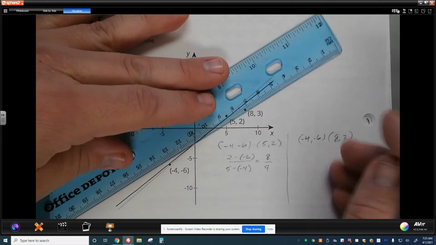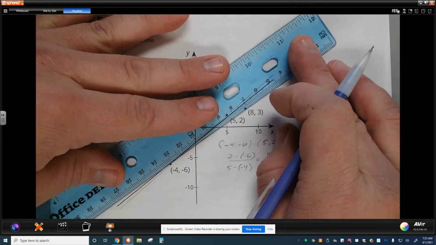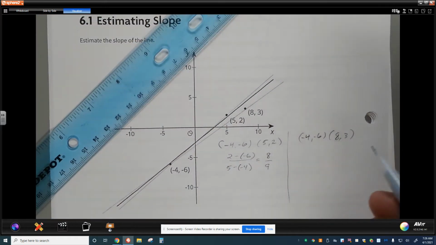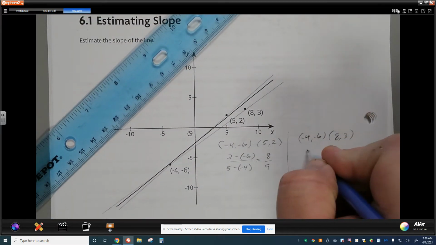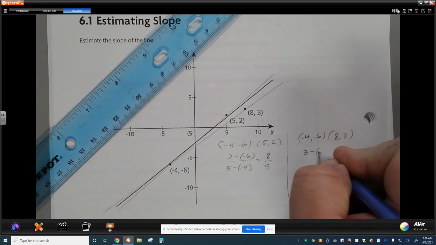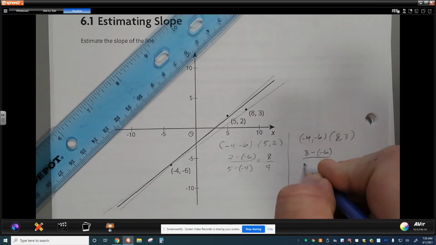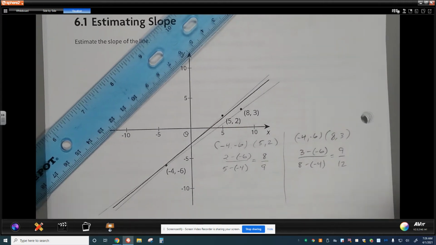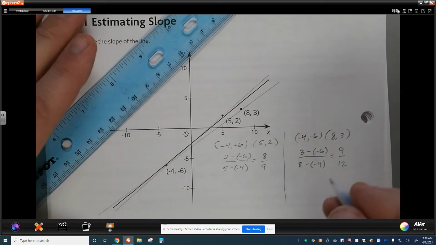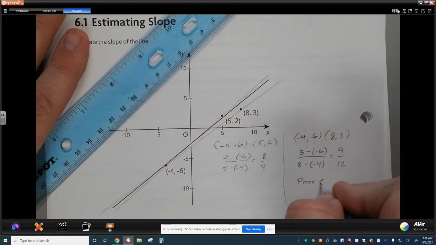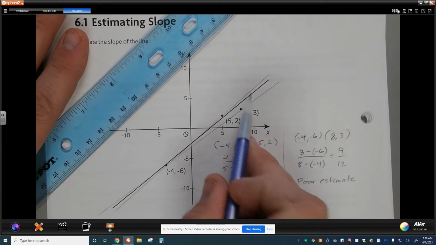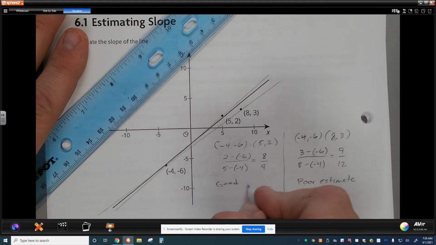If I compare that to this other line, we can see that it's a little bit further off, which tells us that this slope would not be a better slope to use, but we can see that it's not a big distance off. We see 3 minus -6 and 8 minus -4, giving us 9/12. We see that that slope is not as dramatic, but this would be a poor estimate because it is significantly different than the other one. This one would be a good estimate for those values.